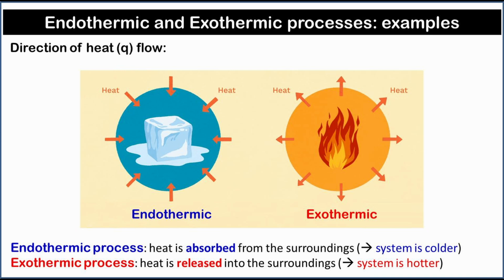To illustrate the direction of heat flow, let's look at a couple of examples that most of us are familiar with. 1. During the melting of ice, heat is absorbed from the surroundings, so that is an endothermic process. 2. Burning wood or gas releases heat to the surroundings, so that is an exothermic process.